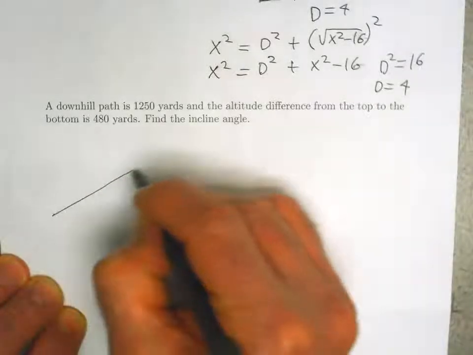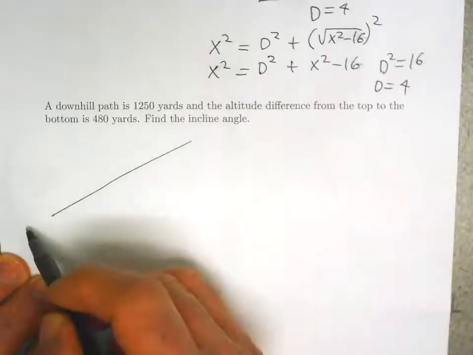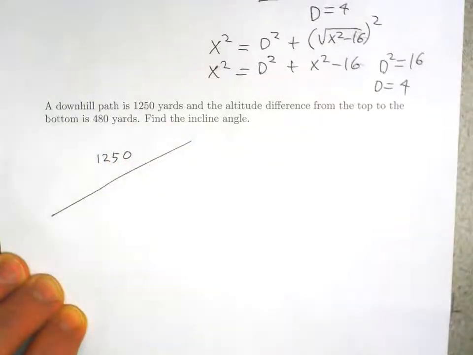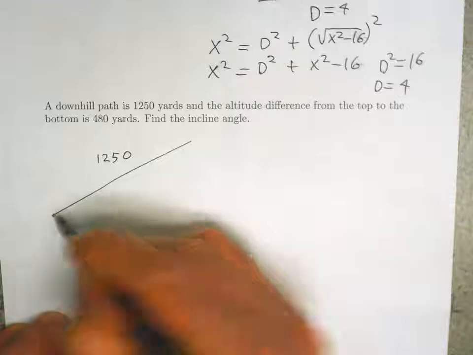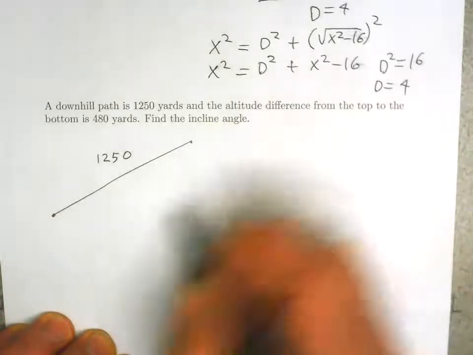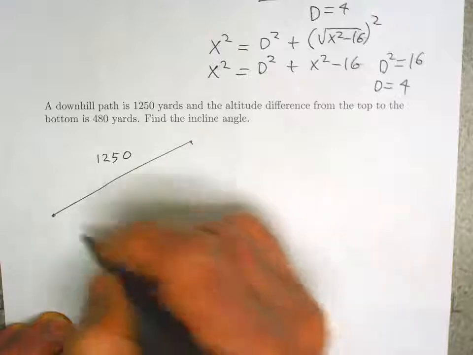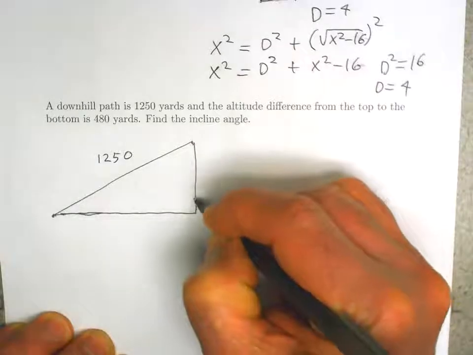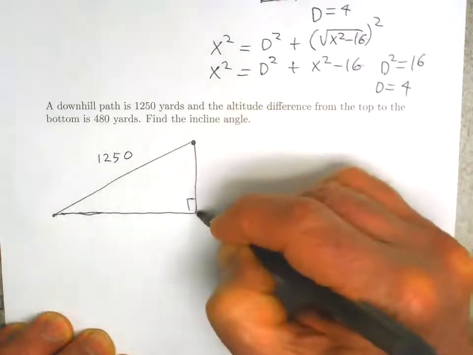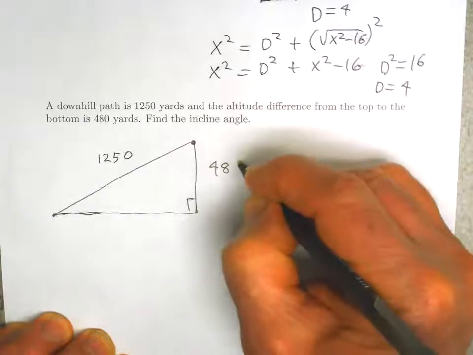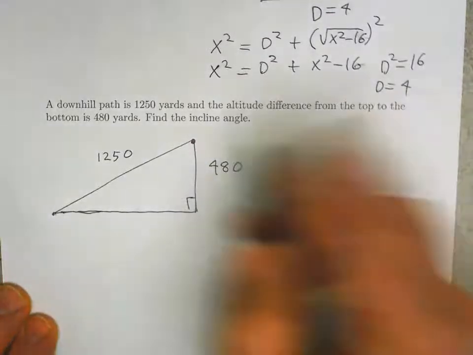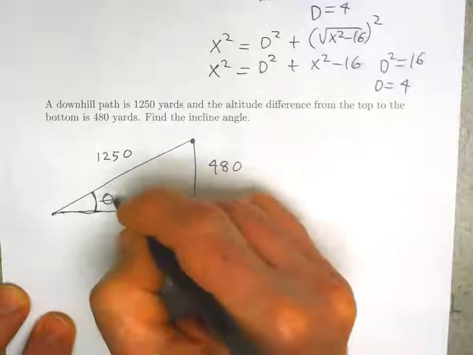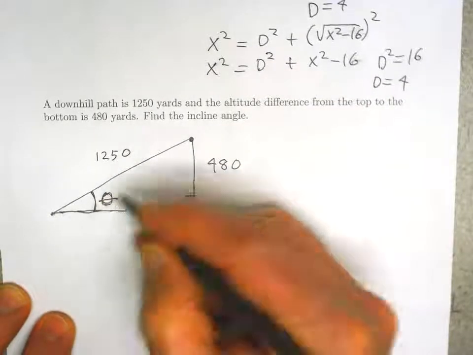Okay, so we have a downhill path. We'll assume it's straight downhill, and it's 1,250 yards. The altitude difference from the top to the bottom is 480 yards. So the difference from the top to the bottom in altitude is 480 yards. And we want to find the incline angle. Let's call it theta. That's the incline angle.